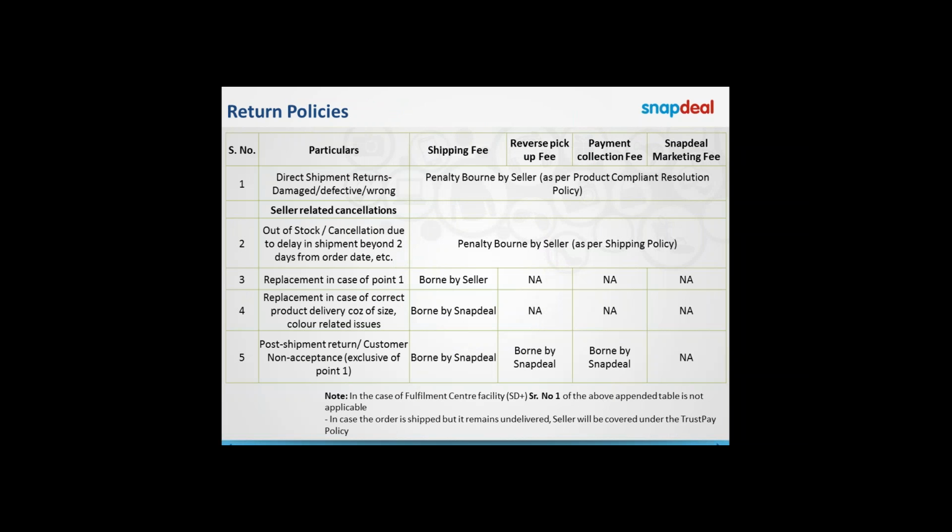Now, here we're talking about the return policy. You need not talk about it in detail to your sellers initially while you're onboarding them, but the same information would be communicated to them through the MOU, through the agreement. So in case there's a damaged, defective, or wrong product, then the penalty needs to be borne by the seller as per our product complaint resolution mechanism. In case the seller is not able to fulfill the order on time, then a penalty as per the shipping policy is applied. And in case the seller was not at fault at all, but the buyer returned it, then Snapdeal will bear the entire cost, the entire penalty, entire loss, and the seller would be 100% safeguarded.